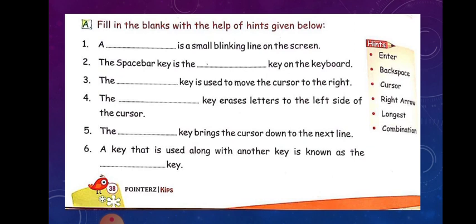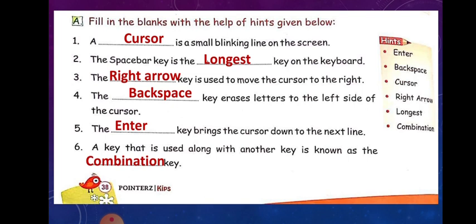Dear children, I have done the work. I have written the answers here, and with red color I have displayed it on the screen. So the first answer is cursor, second one longest, third one right arrow, fourth backspace, fifth one enter key, and the last one, that is sixth one, is combination key. Write the answers correctly in your book as well as in your copy.